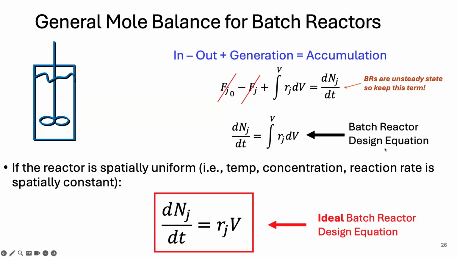We get our batch reactor design equation. This is our general equation. If we can say that a reactor is spatially uniform, then we can simplify our integral here and write that the rate of change of moles of J over time is equal to the rate of reaction of J times the volume. So this is what we would call the ideal batch reactor design equation.